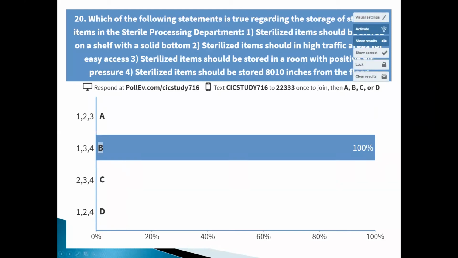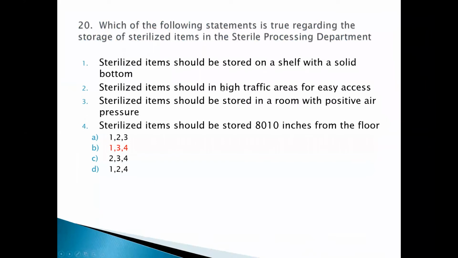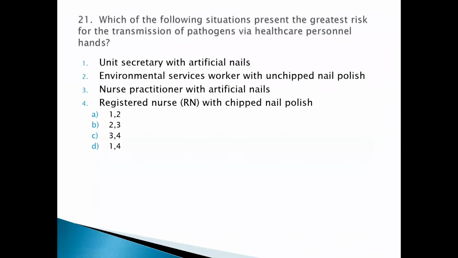Everybody's going with B, and that is correct. So the sterilized items should be stored on a shelf with a solid bottom. They should be stored in a room with positive air pressure, and they should be stored 8 to 10 inches from the floor. Number 21.